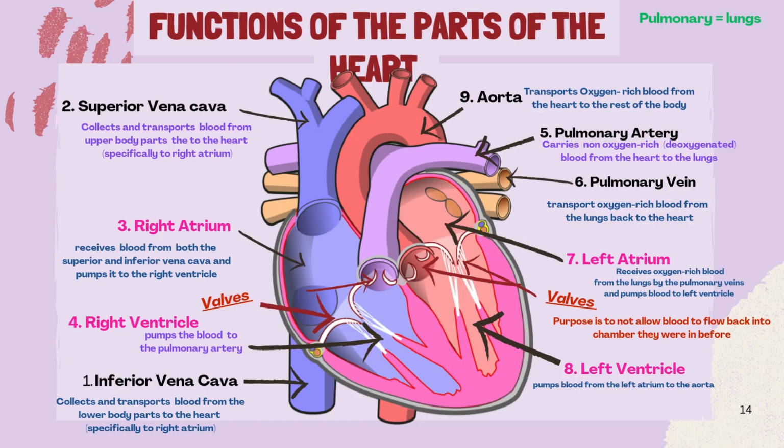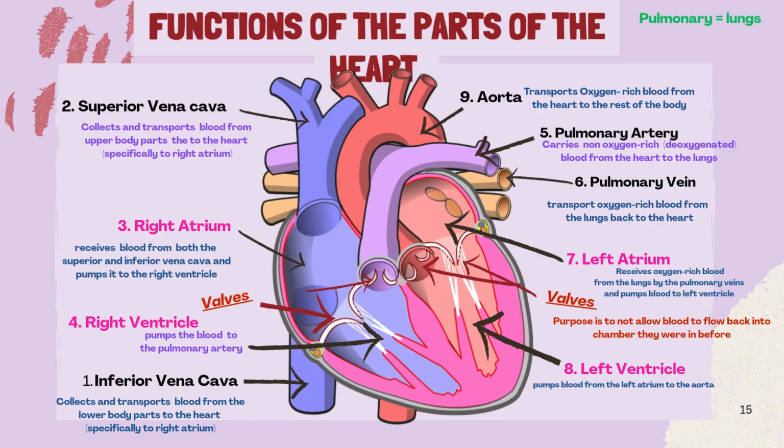Now the right ventricle pumps blood to the pulmonary artery so that the blood can be taken to the lungs. And from the pulmonary artery, it carries non-oxygen rich blood from the heart to the lungs. So in this case, the blood will carry waste products like carbon dioxide, and it will take it to the lungs so we can breathe carbon dioxide out of our bodies.